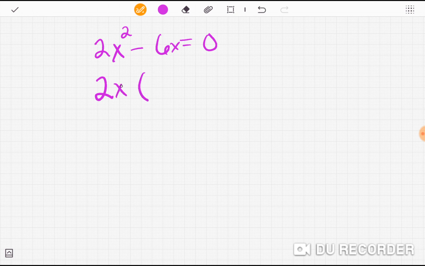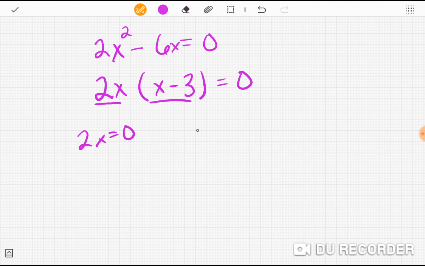So if I take out a 2x, this 2x squared divided by 2x leaves me with 1x. I don't have to write the 1 because we know it's just x. And then if we have negative 6x divided by 2x, that leaves us with a minus 3. We have our equals 0. And just like last problem, we take our terms and we set them equal to 0, because if this 2x equals 0, 0 times all this equals 0. And if this whole thing equals 0, then 0 times 2x is 0. So 2x equals 0. x minus 3 equals 0.